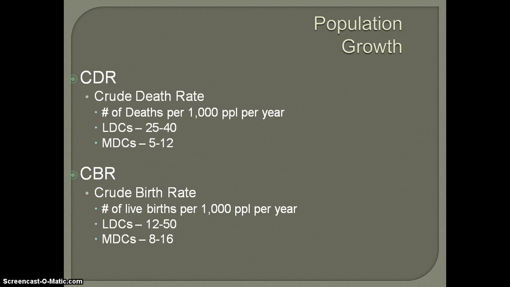And then the opposite is true for more developed countries. People tend to have fewer children. A lot of that has to do with lifestyle choices. Women going off and getting careers, not getting married as young. Children becoming much more expensive to raise and to deal with. But again, we'll get into more of that when we talk about the demographic transition model.